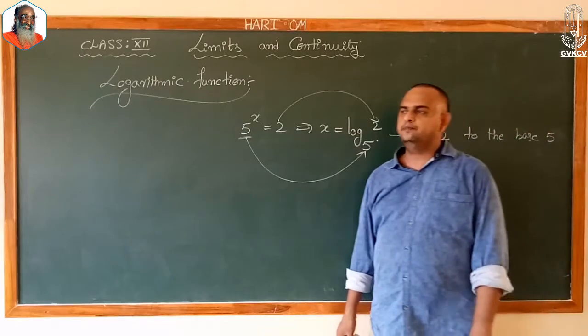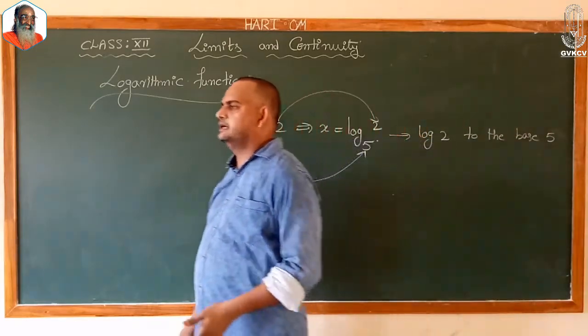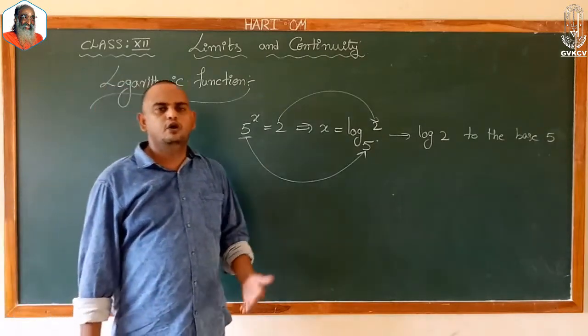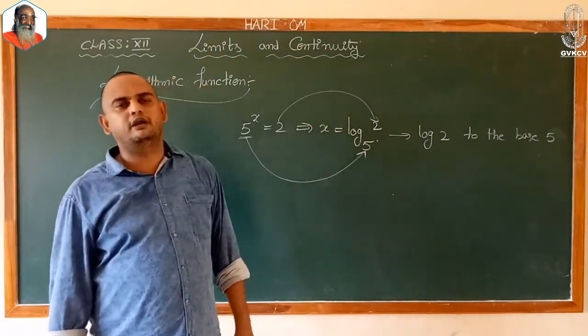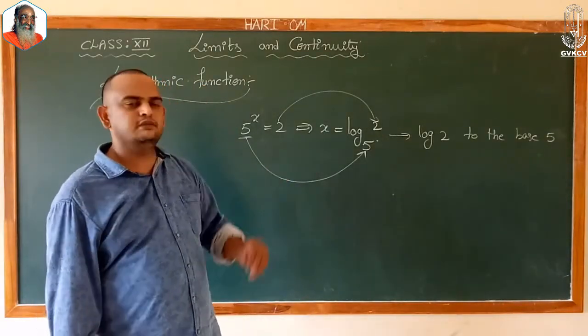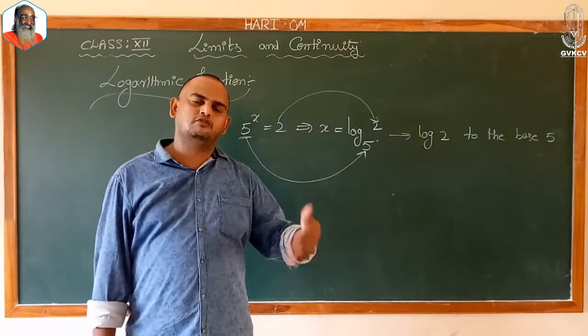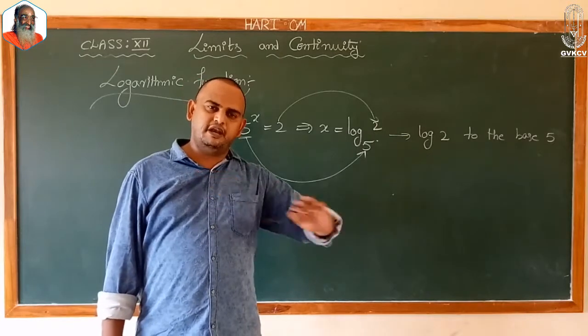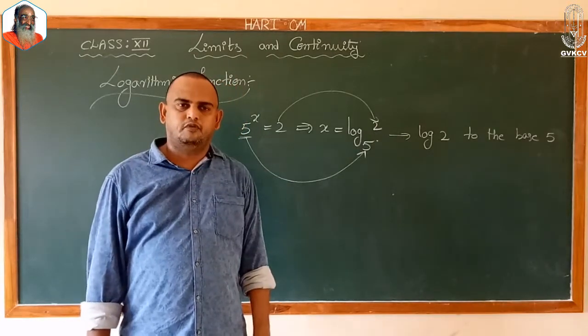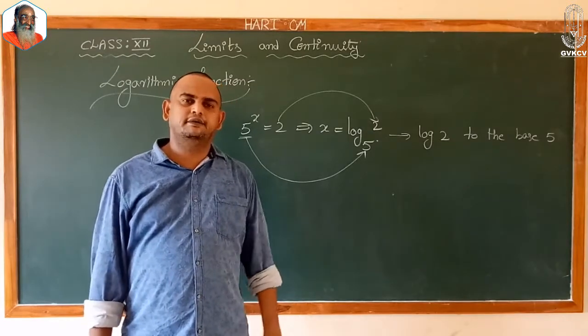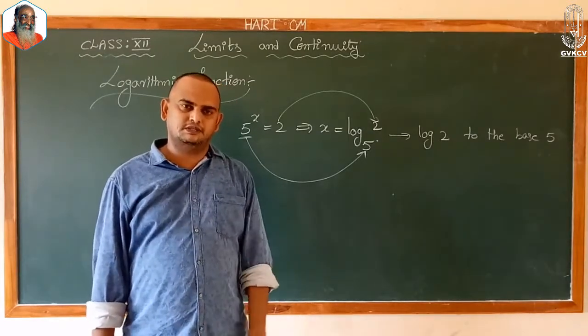Like in trigonometry, sin 0 degrees is 0, sin 30 degrees is 1 by 2, sin 45 degrees is 1 by root 2, sin 60 is root 3 by 2. Like that, we have the trigonometric values. For logarithms also we have values. We have log 1, log 2, log 3, log 4, log 5, for every natural number. And also I can say that for every positive real number.